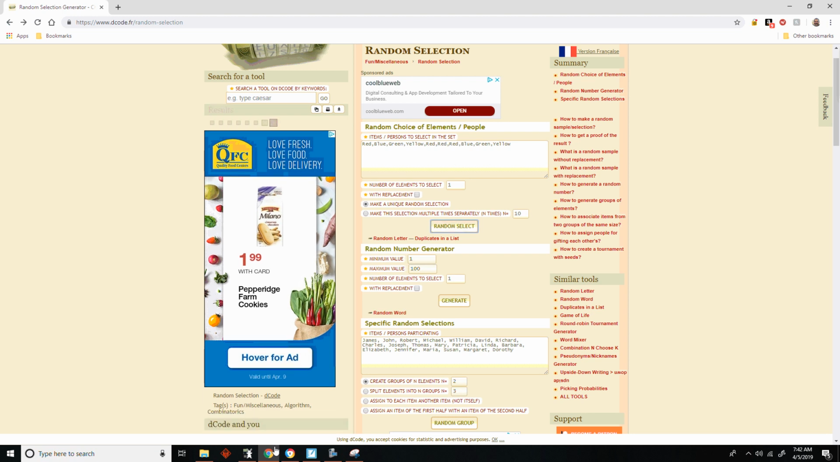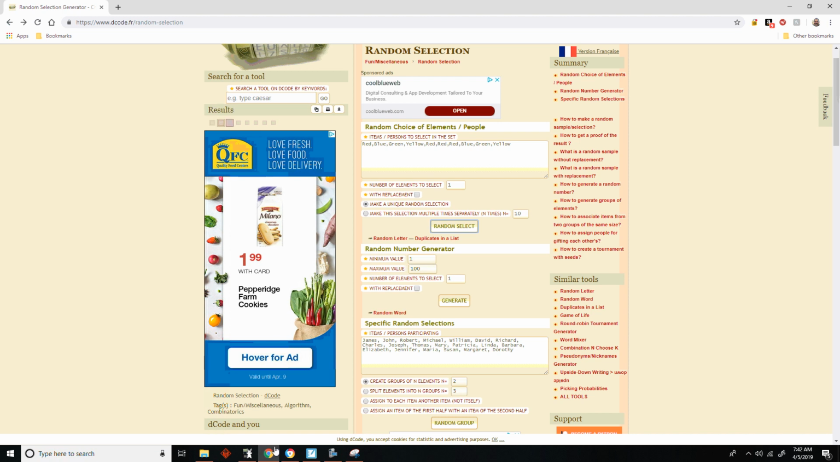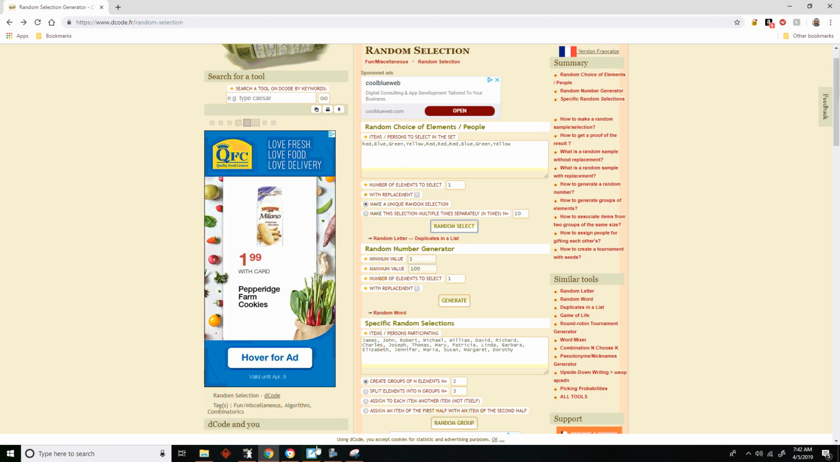Yellow. Green. Red. Yellow. Red. So we had 2 more reds. Green. Yellow. Yellow. Yellow. Green.